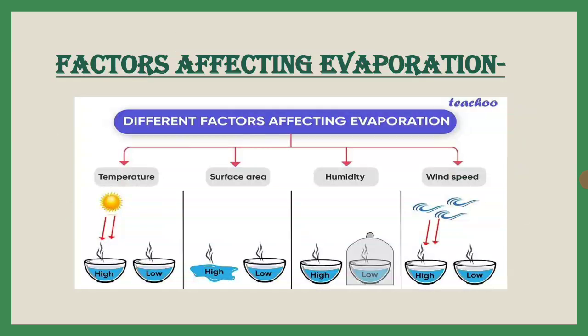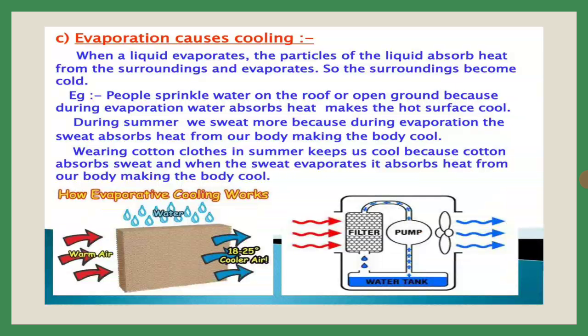Factors affecting evaporation are temperature, surface area, humidity, and wind speed. Evaporation causes cooling. When a liquid evaporates, the particles of the liquid absorb heat from the surroundings and evaporate. So the surroundings become cold. Example, people sprinkle water on the roof or open ground because during evaporation, water absorbs heat, making the hot surface cool. During summer, we sweat more because during evaporation, the sweat absorbs heat from our body, making the body cool.